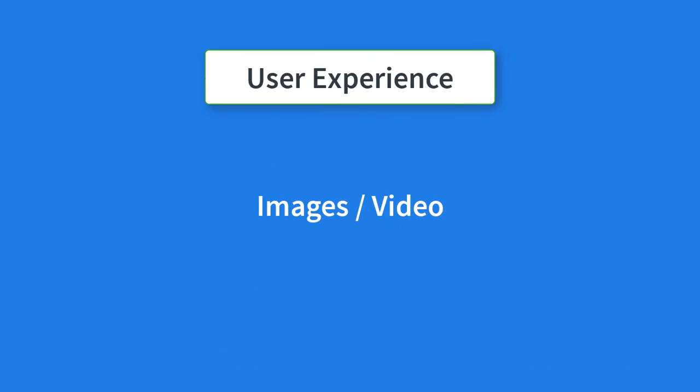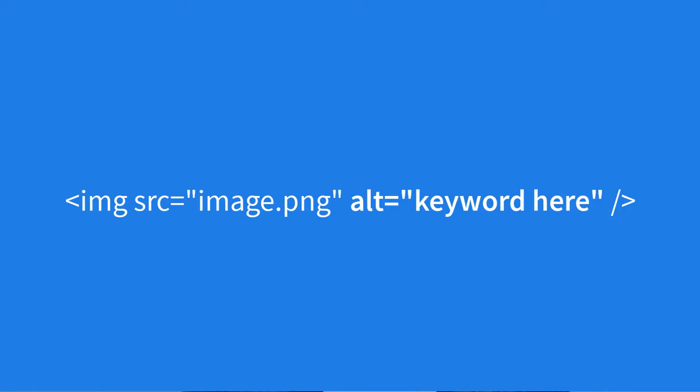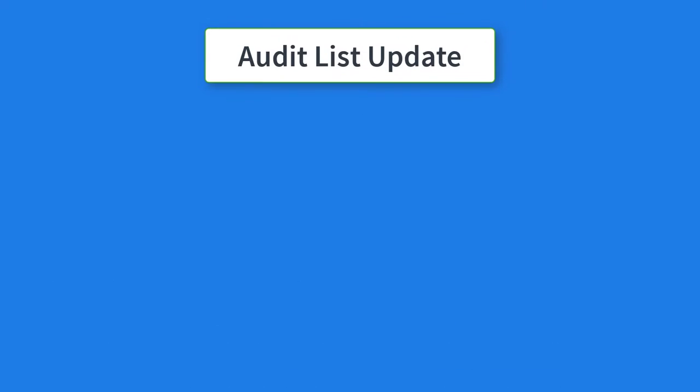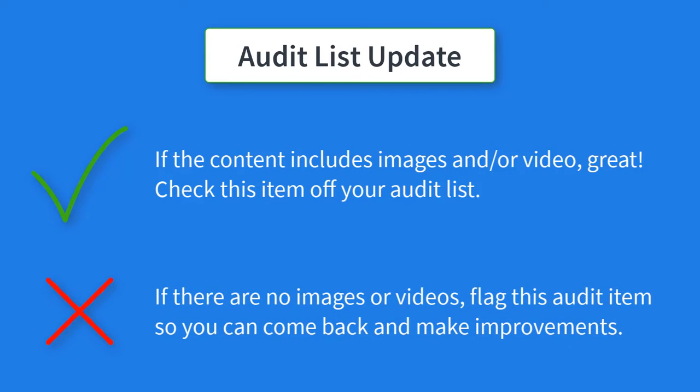And then images and videos. Make sure that your content includes relevant images and video where appropriate. The images should also include alt tags. The alt tags should include the keyword for the page or a keyword variant. To update your audit list, if the content includes images and/or a video, great. Check this item off your audit list. If there are no images or videos, flag this audit item so you can come back and make improvements.